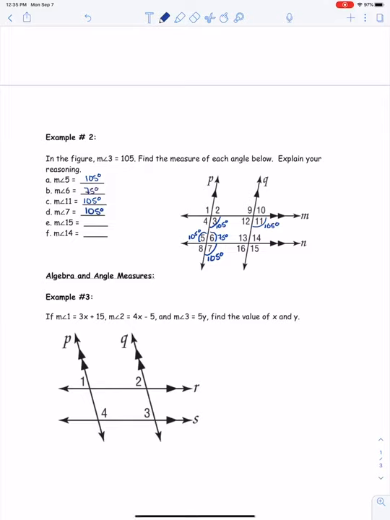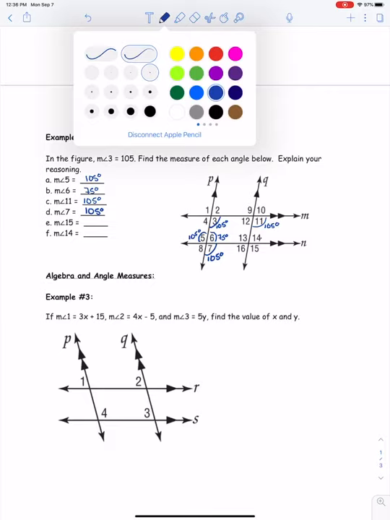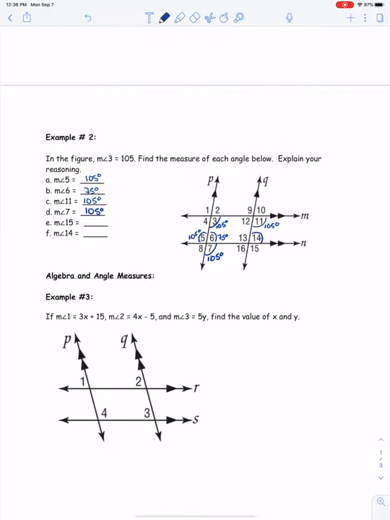Guess what? Let's look and see if we can go anywhere else. Look, angle 6 and angle 14 are what we call corresponding angles, aren't they? If we were able to turn this around so that you could look at it, you could see that they are corresponding angles. So angle 6 and angle 14 are corresponding angles, which means that angle 14 must be 75 degrees as well.